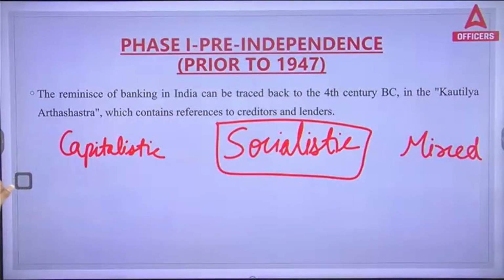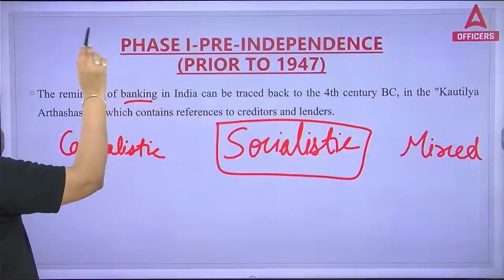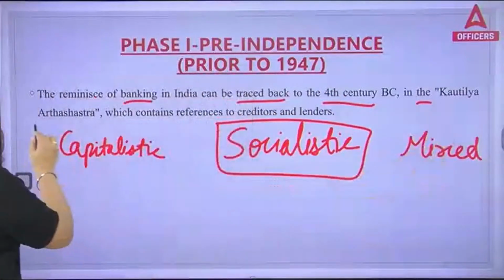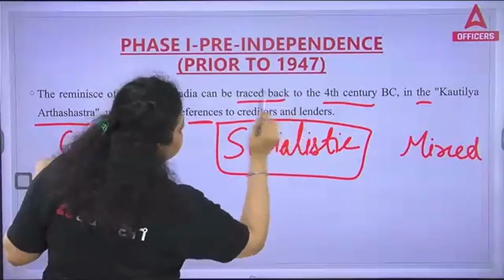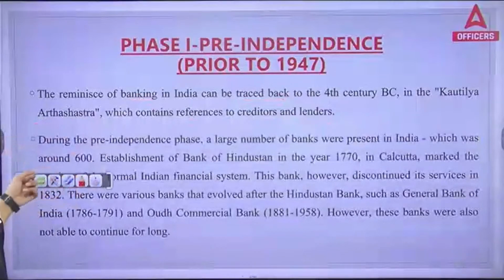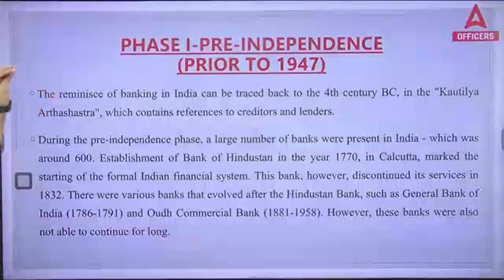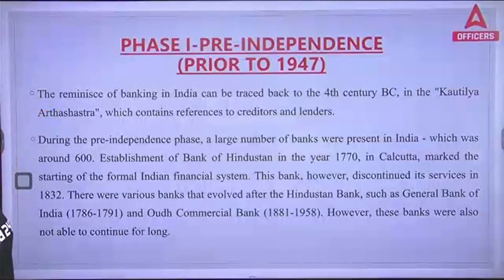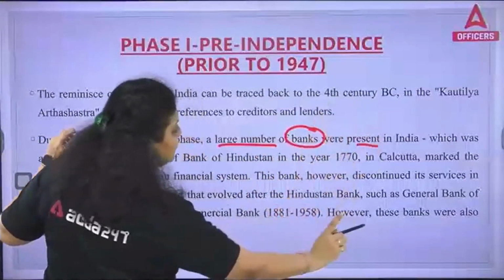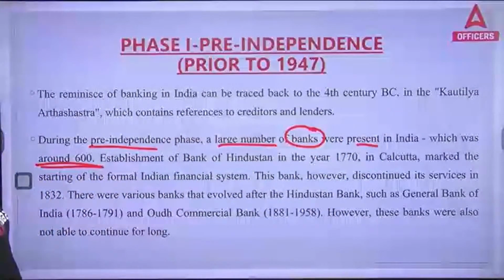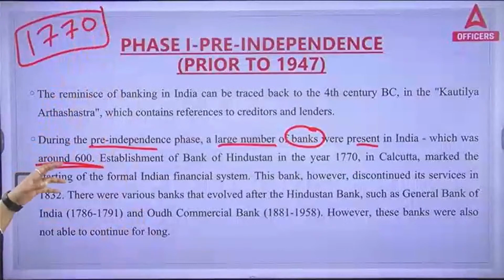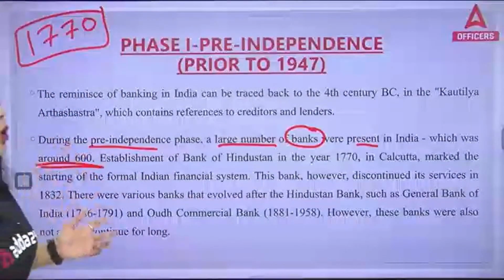Okay, so you can see here, the reminiscence of banking in India can be traced back to the 4th century BC in the Kautilya Arthashastra, which contains reference to creditors and lenders. And this is what we are saying, before 1947 this used to happen. Now you can see during the pre-independence phase a large number of banks were present in India, around 600, because the first Bank of India was established in 1770. That's why we used to have a lot of banks till then, but not all were successful.